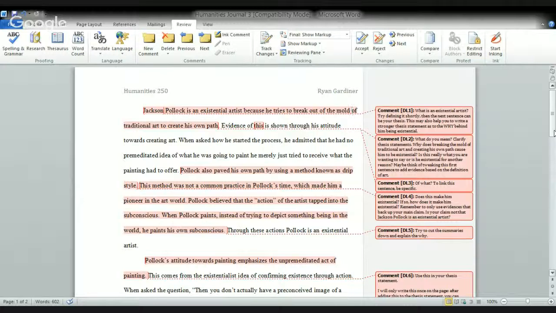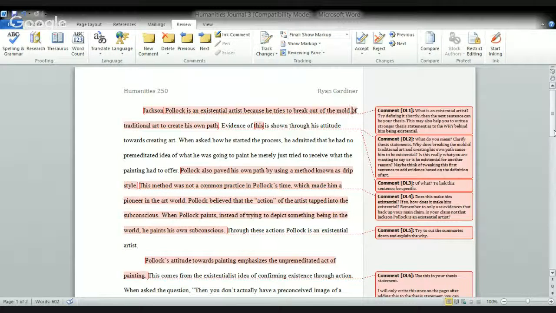What I put is, in the second sentence, evidence of this is shown through the attitude towards creating art. Something that I learned is never use this unless in the same sentence you have already mentioned the item that you're talking about. So evidence of what? Of this. What is this? So to link it, mention evidence of Jackson Pollock being an existential artist is shown through his attitude towards creating art.